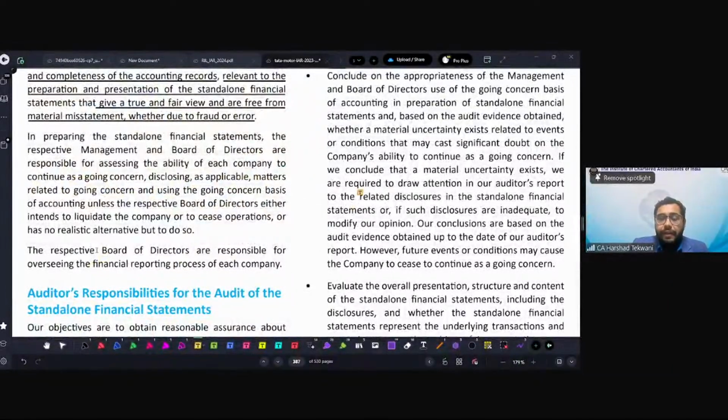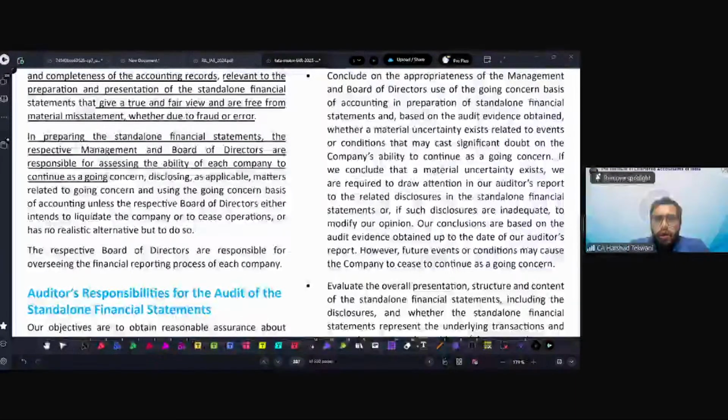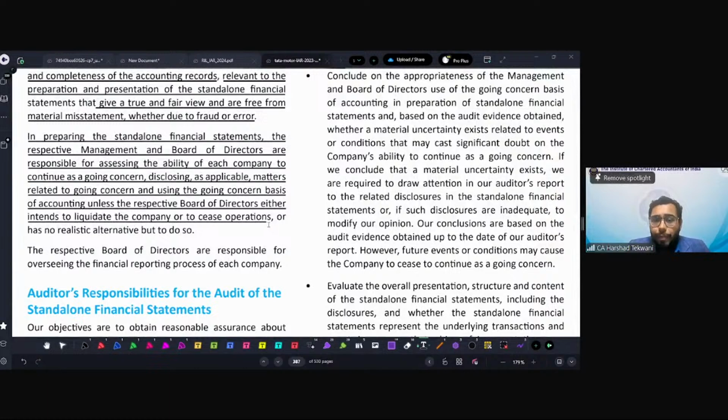Then the next paragraph is on the going concern basis, the going concern assessment. It says that in preparing the financial statements, the respective management and board of directors are responsible for assessing the ability of the company to continue as a going concern, disclosing, as applicable, matters relating to going concern and use of the going concern basis of accounting, unless the board of directors either intends to liquidate the company or cease operations, or has no realistic alternative but to do so. We are talking about the going concern assessment that the entity performs.